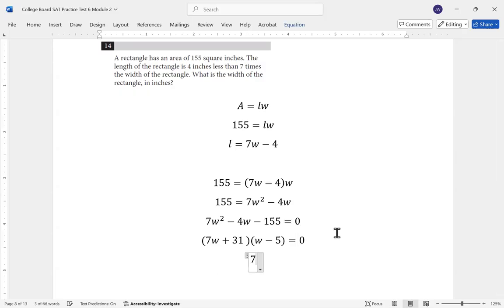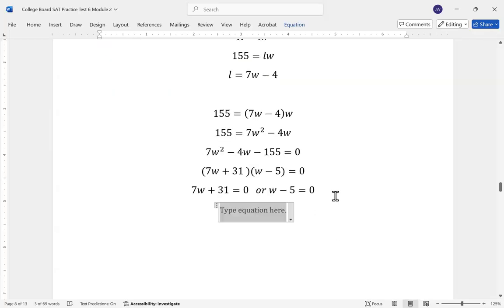In fact, you can also use the quadratic formula if you know that. In any case, we have 7W plus 31 is equal to 0, or W minus 5 is equal to 0. We can solve both equations here. This first equation, we'd subtract 31 and then divide by 7, so W would be equal to negative 31 over 7. The second equation would give us W is equal to 5.